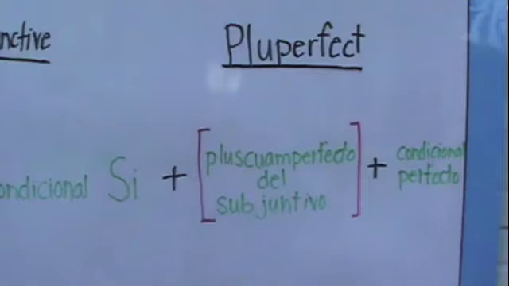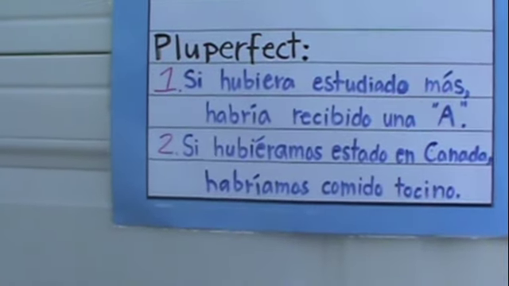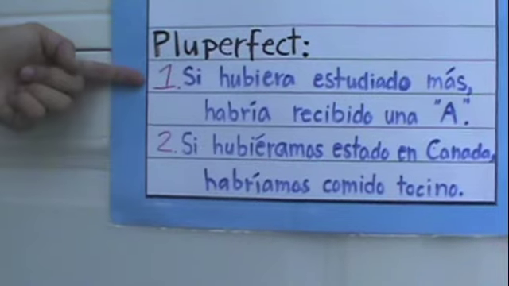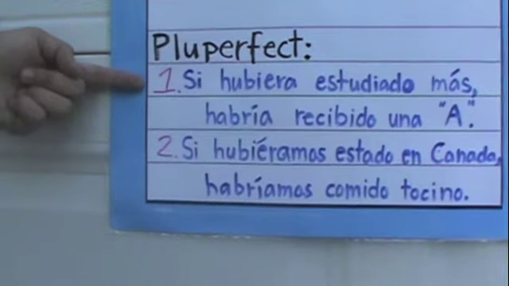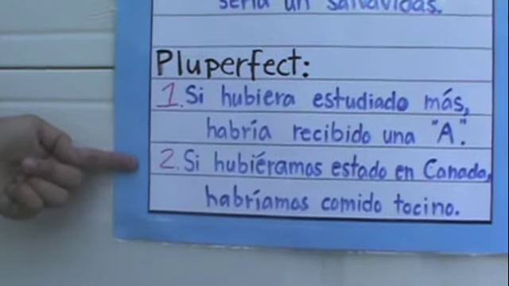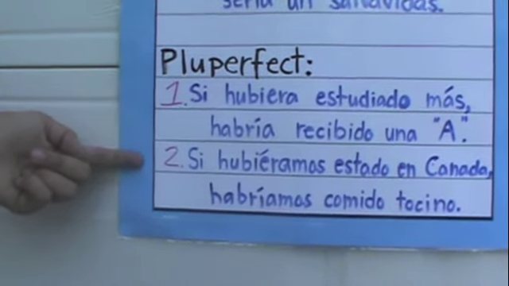Finally, we are going to learn about the pluperfect. To form the pluperfect conditional clause, or the pluscuamperfecto, start with si, then use the pluscuamperfecto del subjuntivo, followed by condicional perfecto. To finish off today's lesson, let's do some examples with pluperfect. Uno. Si hubiera estudiado más, habría recibido una A. Dos. Si hubiéramos estado en Canadá, habríamos comido tocino.